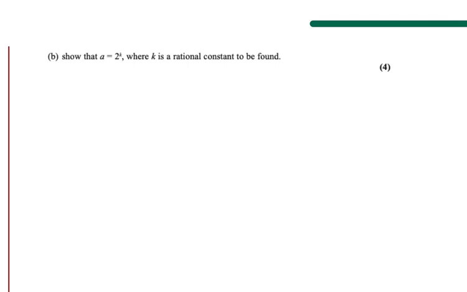Okay, part B says show that a equals 2 to the power of k, where k is something we've got to find. Now, don't worry too much about this yet. Remember, just try and work out what it's asking you to do, which is essentially find a. Okay, so let's find a.